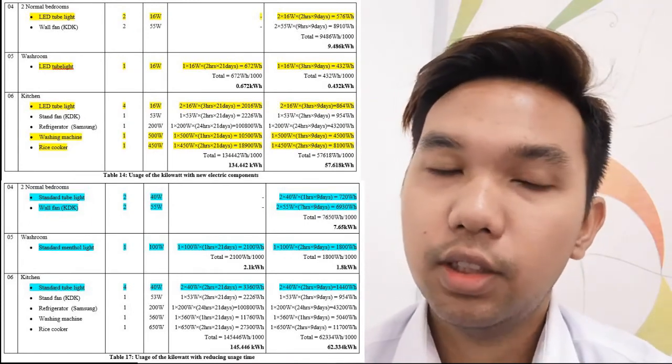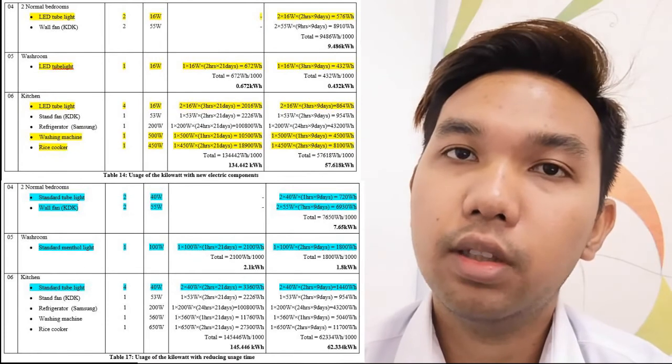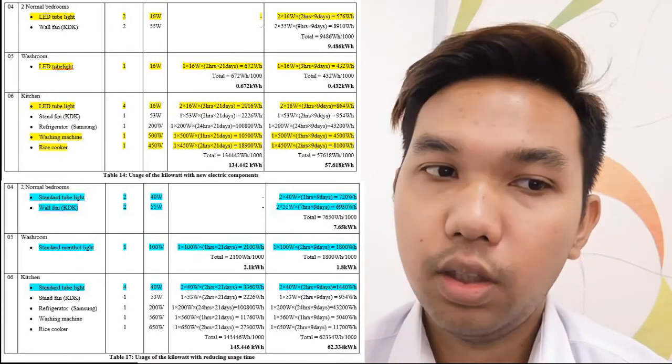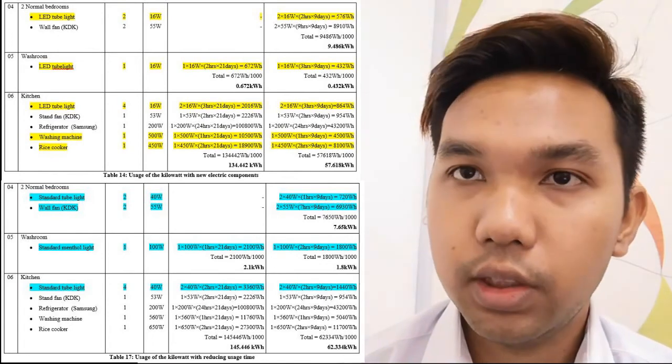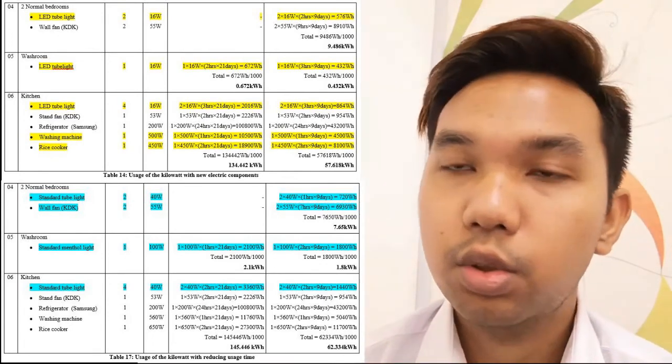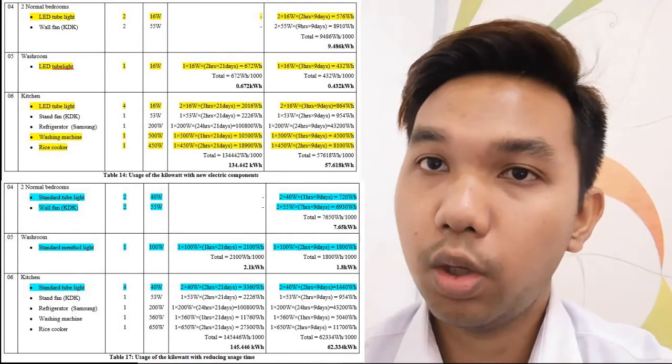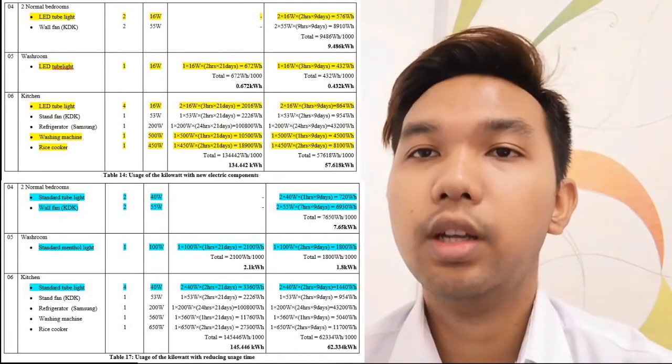For the kitchen we focus on the standard tube light because it uses quite a high wattage. Before this it was 3 hours usage, and now it becomes 2 hours. So from 5,040 watt hours it becomes 3,360 watt hours.